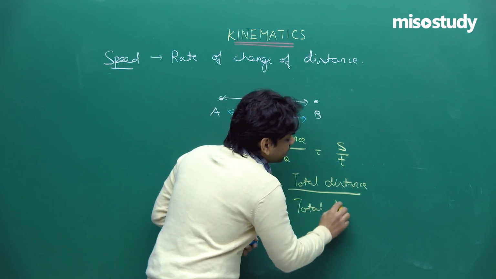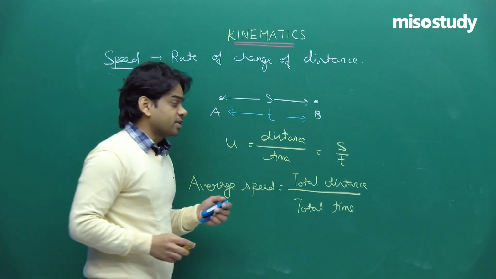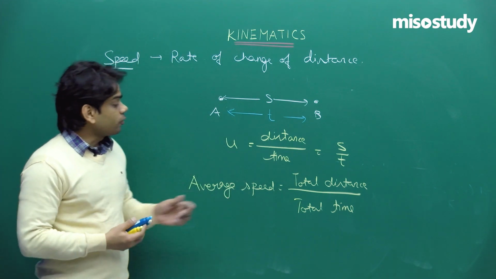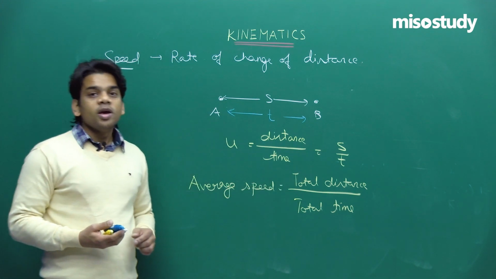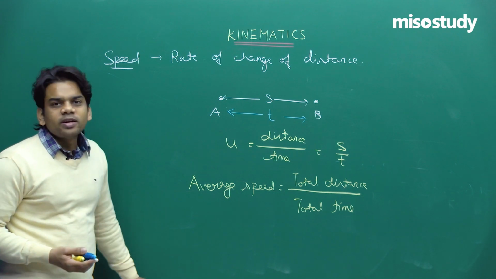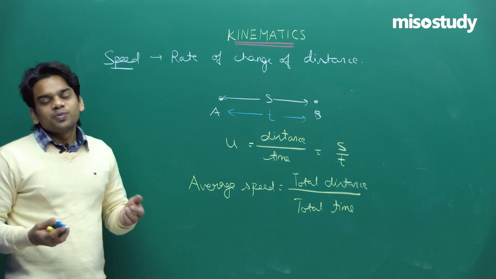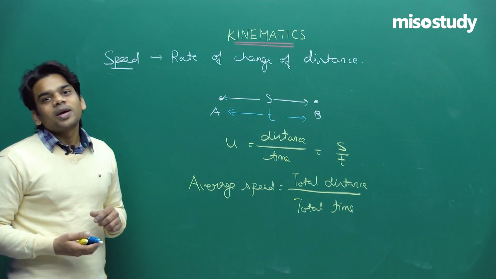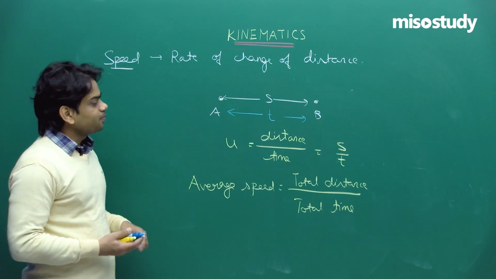So it doesn't matter whether the speed is varying or whether speed is uniform, it doesn't matter. You have to check the total distance upon total time. And yes, if the speed is uniform, then you will see that whatever speed you are moving with, the same speed will come out to be the average speed. We'll do problems on that, we'll check that.